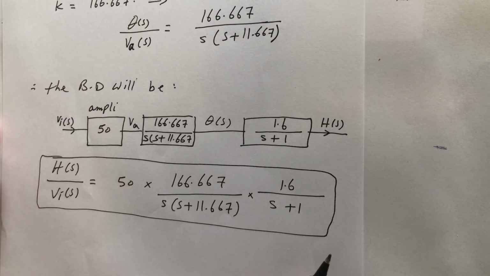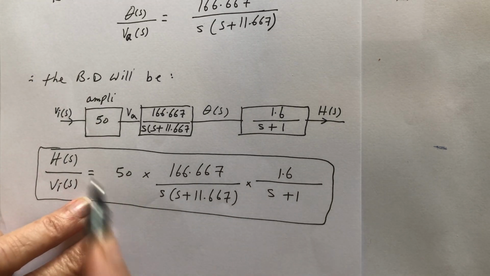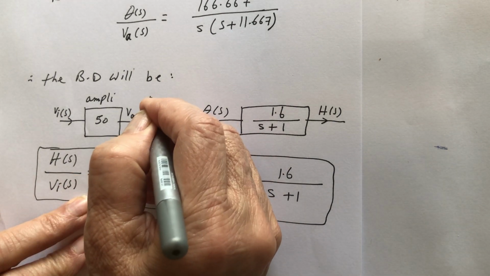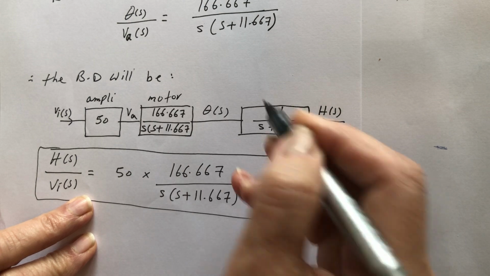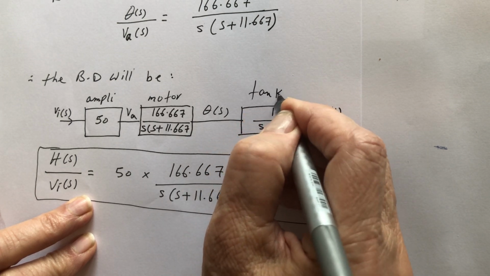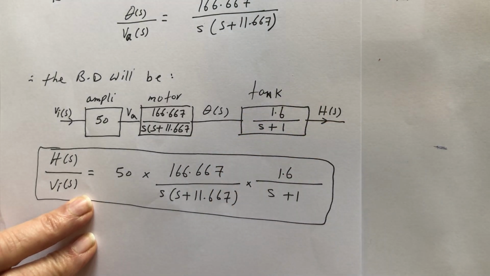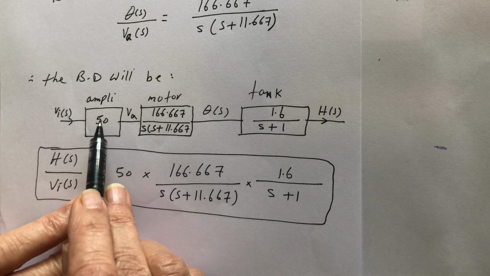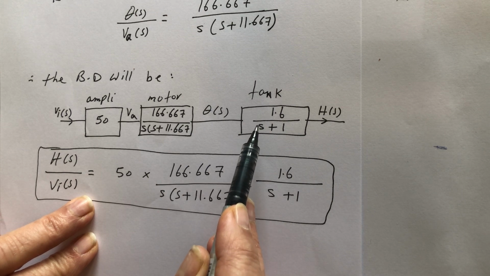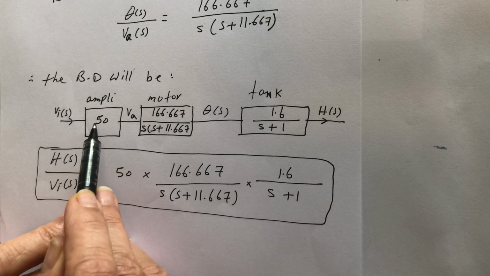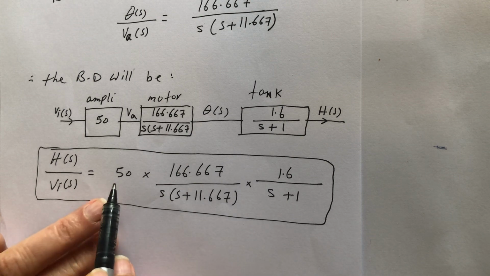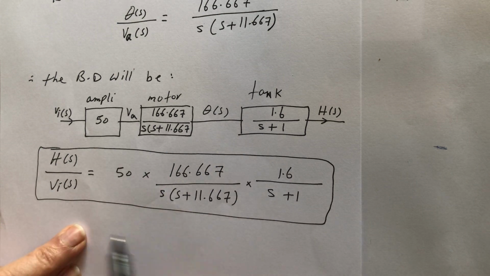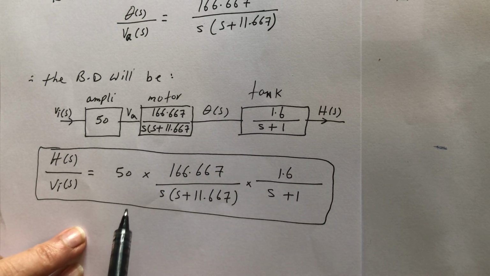Now if we go back to the block diagram which we drew in the beginning, we have the amplifier here, 50, here is the motor, and here is the tank. Of course, the tank and its accessories, you can just say the tank. If you remember that if I have G1, G2, G3, the transfer function H to Vn of S equals G1 G2 G3. So I multiply 50 times this one and times this one. This will be the overall transfer function.